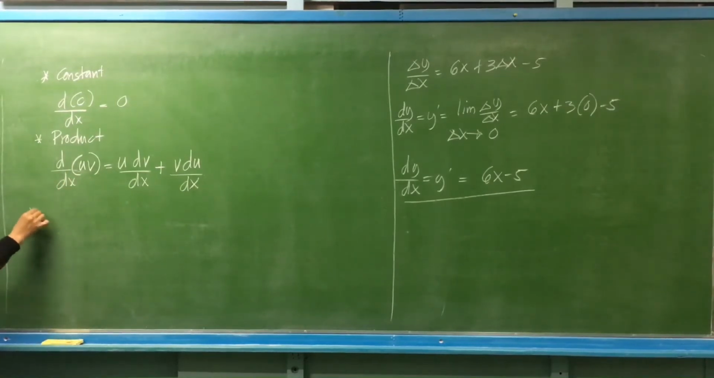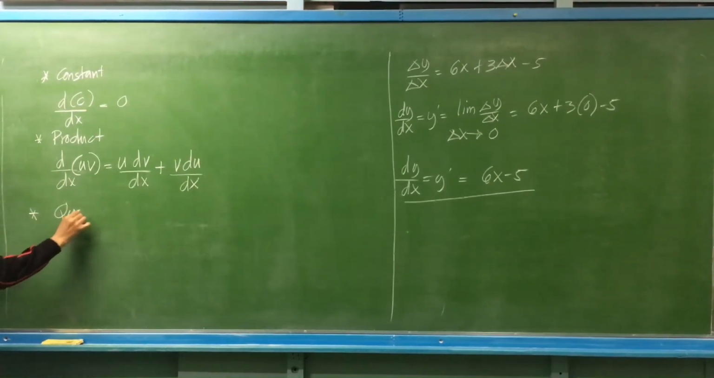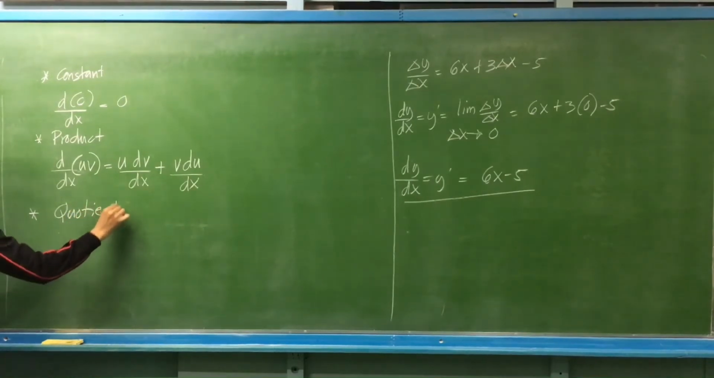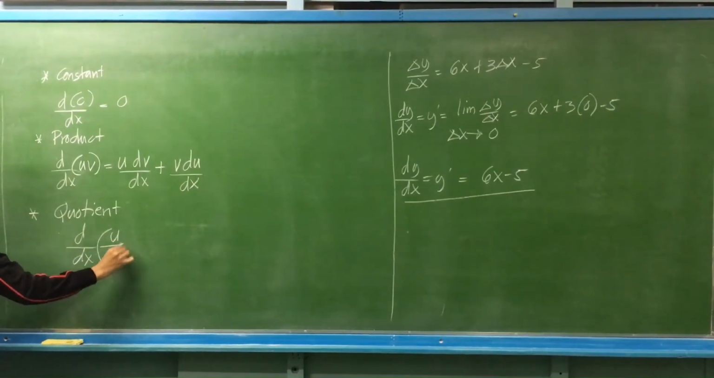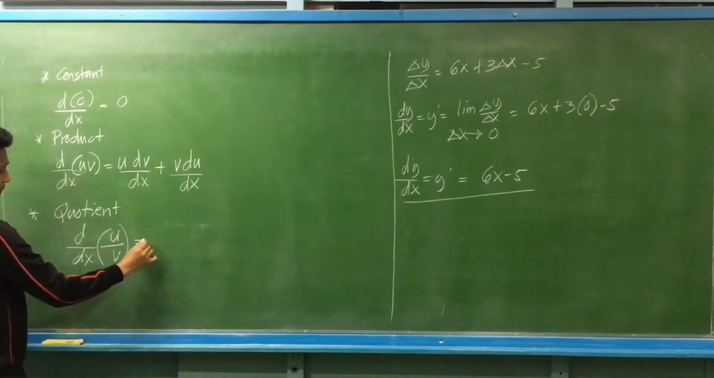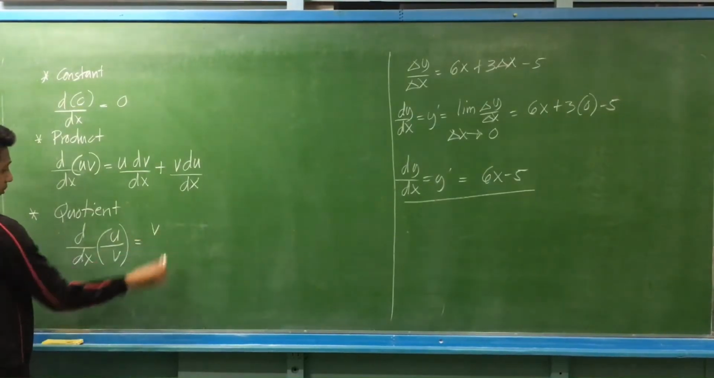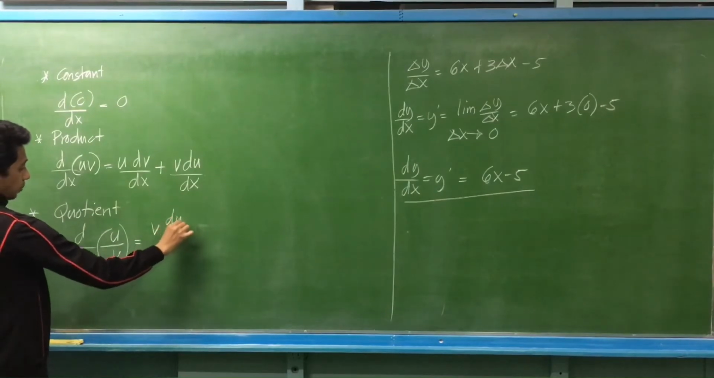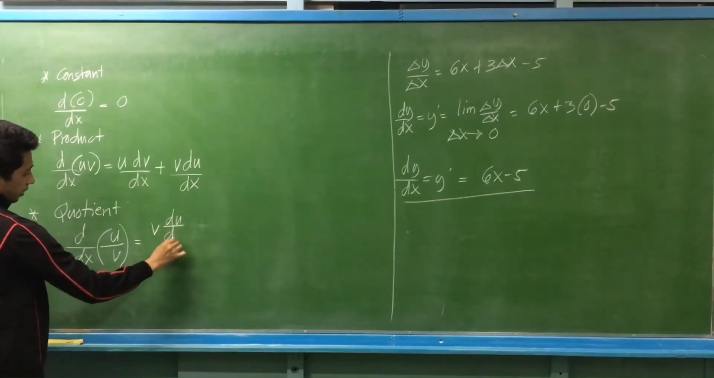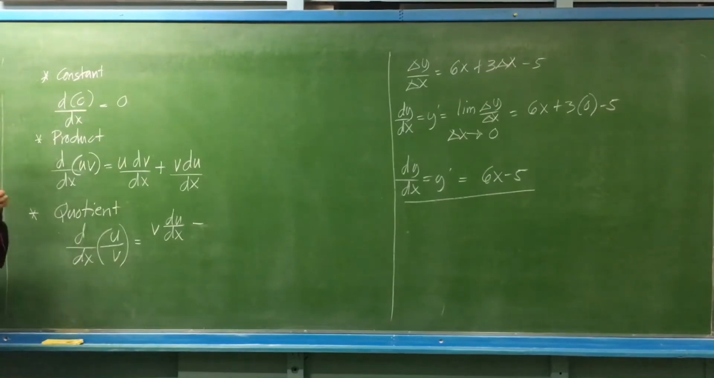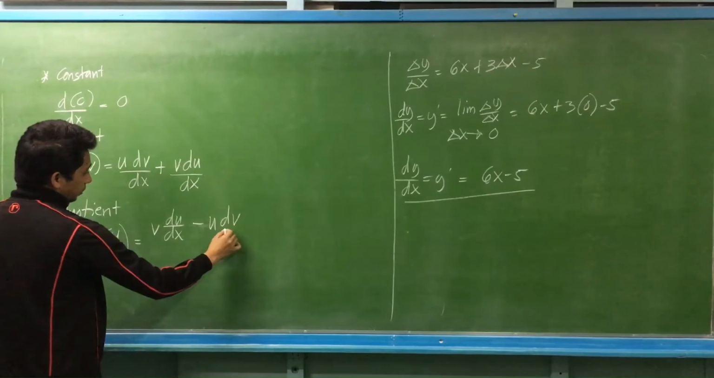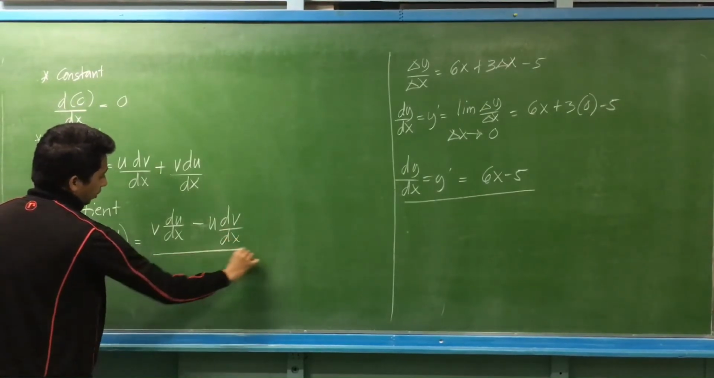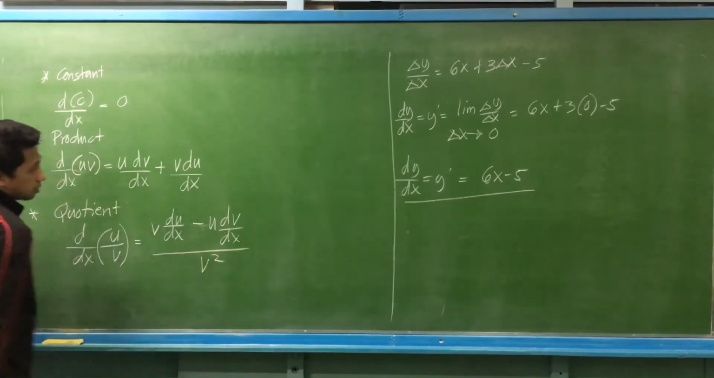Then after the product, we have the quotient. I have to determine the derivative of the quotient with respect to x, for example, of u over v. So that is equal to your denominator, the derivative of your numerator, du over dx, minus your numerator multiplied by the derivative of your denominator, all over your denominator squared.